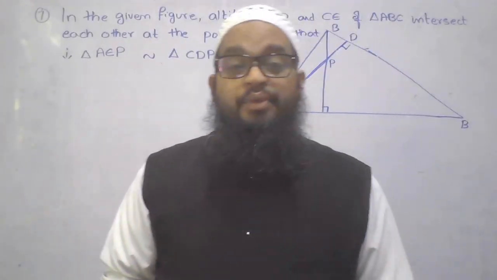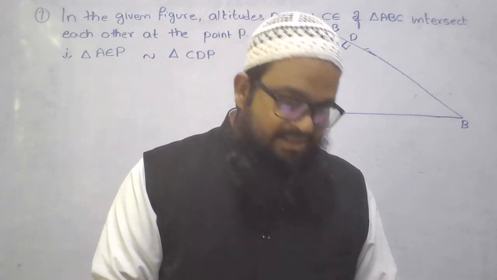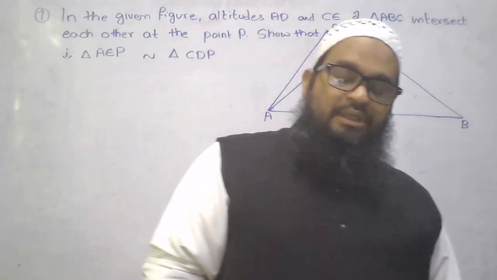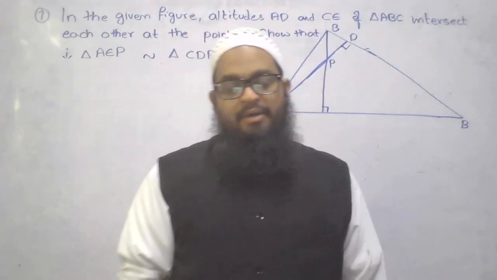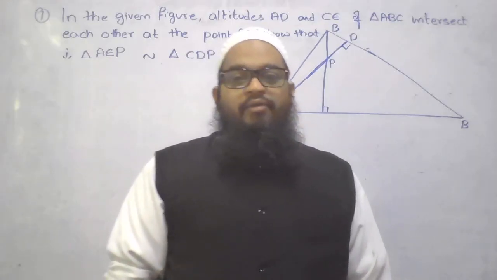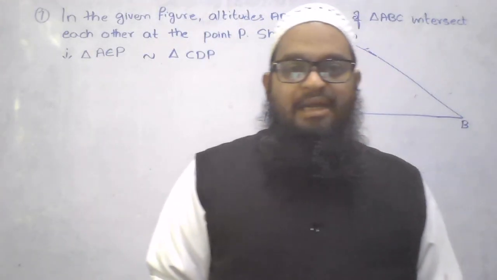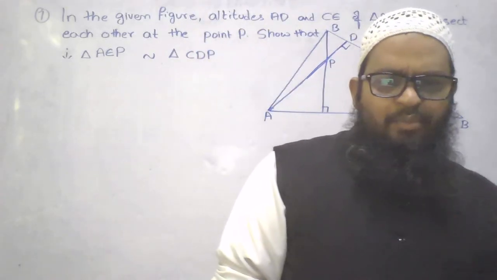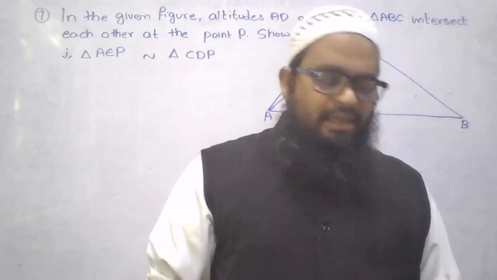You are watching YouTube channel Maths with Omar, and this is the seventh problem of exercise 6.3, chapter Triangles, grade 10. In the given figure, altitudes AD and CE of triangle ABC intersect each other at the point P. Show that triangle AEP is similar to triangle CDP.